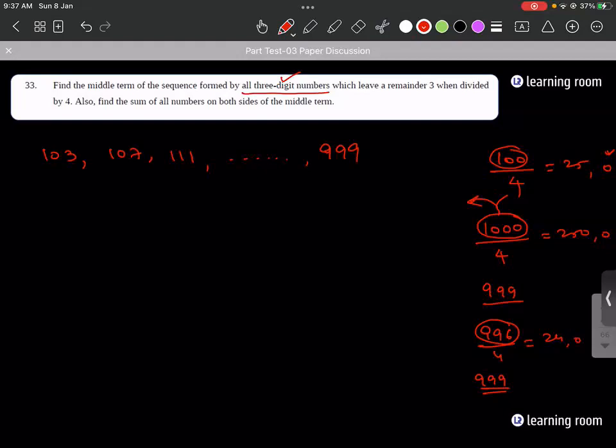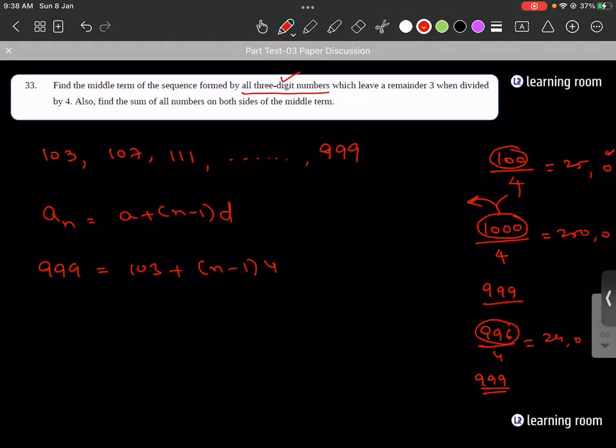So if I need to find how many terms are there in my sequence, you have to apply the formula: an is equal to a plus n minus 1 into d. Can you do it for me? 999 is equal to a, which is 103, plus n minus 1 into d, which is 4. So can you solve this and tell me what is the nth term?